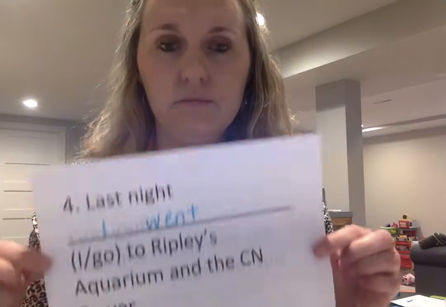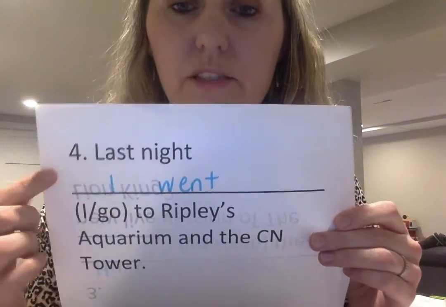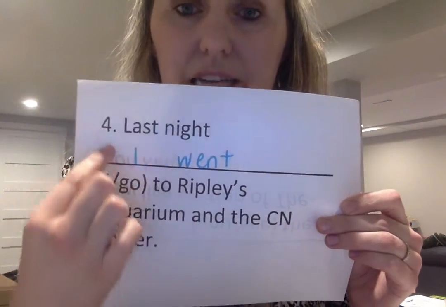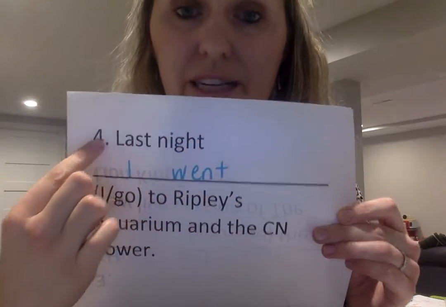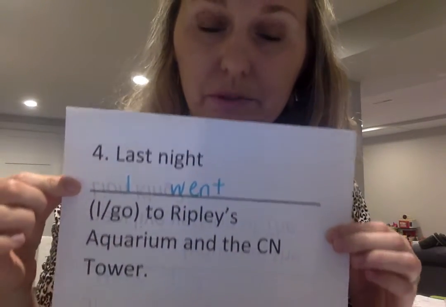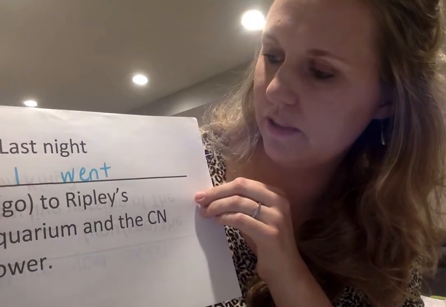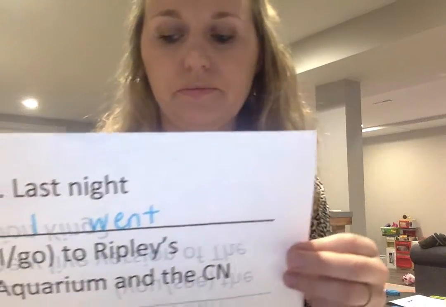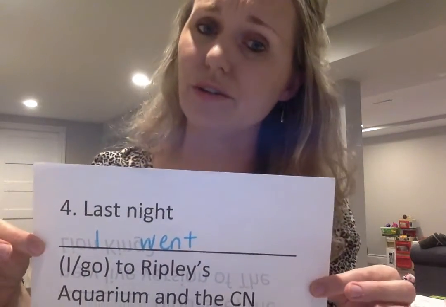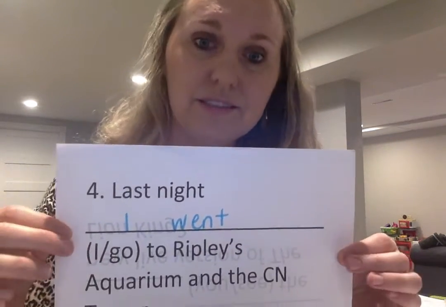All right, number 4. Last night I go to Ripley's Aquarium and the CN Tower. What would we do with this one? Because we have the signal words, last night, it does indicate we have to use the simple past. And so last night I went to Ripley's Aquarium and the CN Tower. Any questions so far? Okay, we'll move along.